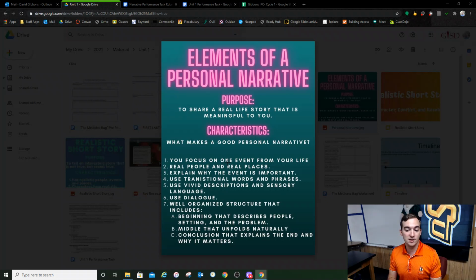Number 4, you need to use transitional words. That is with all writing. You need to say things like first, next, or you need to set it up. You say when I was little or when I was 12. Okay, you need to let the reader know what order the things you're talking about are occurring in.